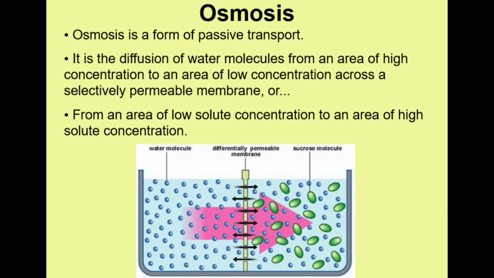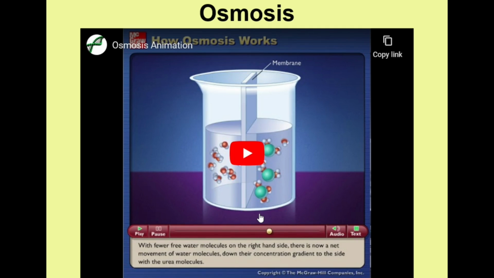So keep in mind that osmosis can be defined in two ways. It can be defined just in terms of water, so water will diffuse down its concentration gradient, or it can be defined by considering the more realistic scene that we find in nature, which is where water has solutes within it. And that is where water will diffuse from an area of low solute concentration to an area of high solute concentration. So let's watch this animation on osmosis then.